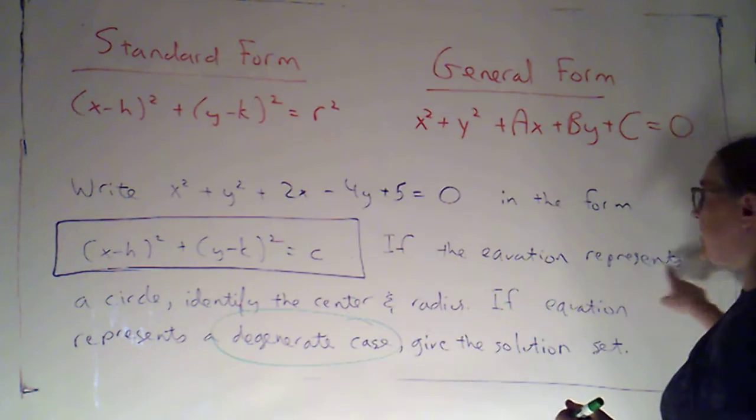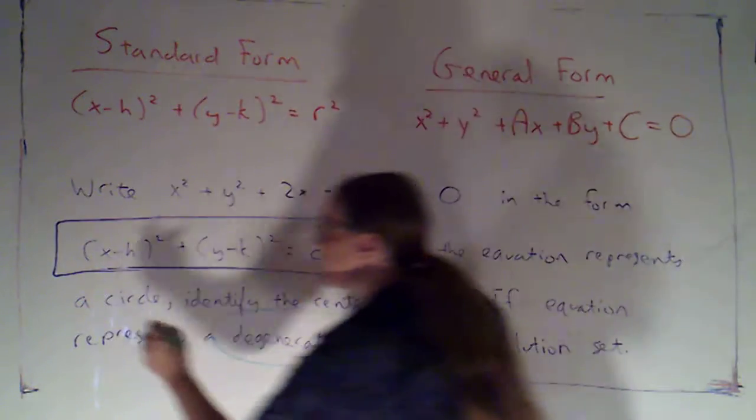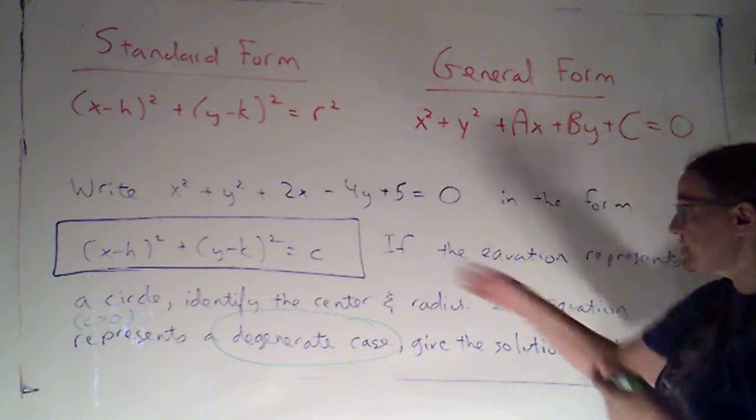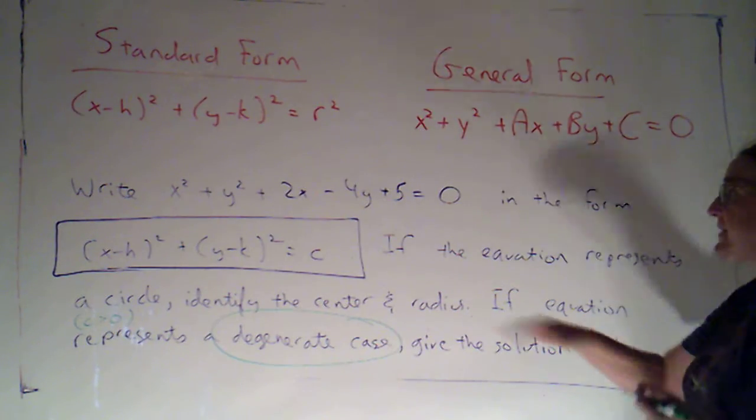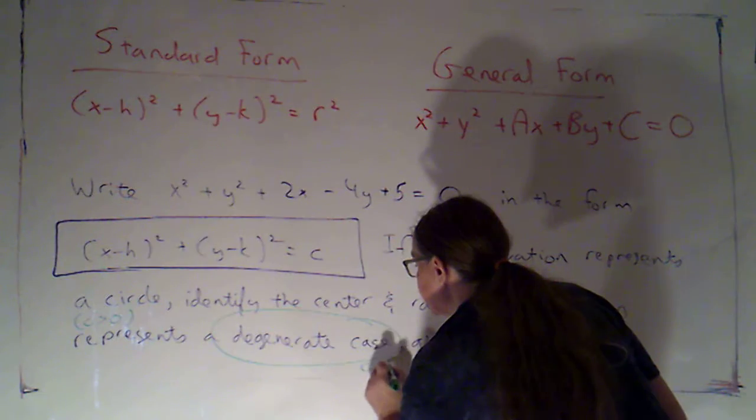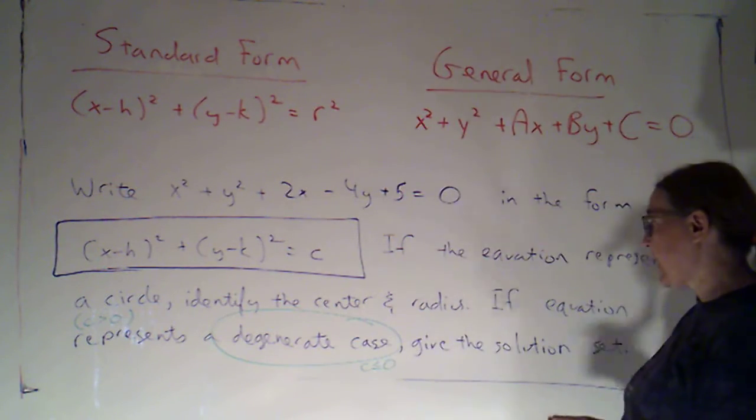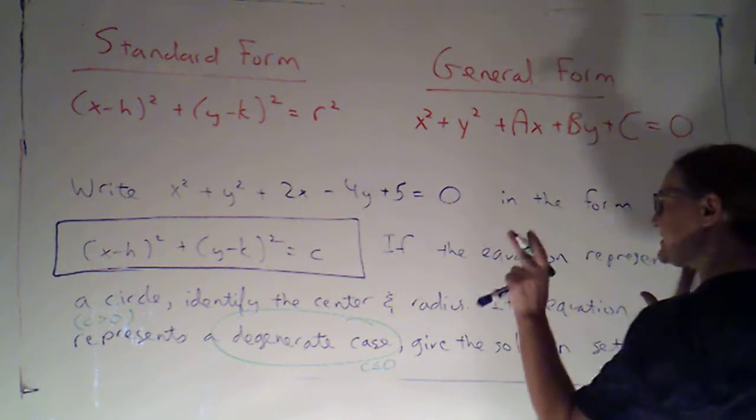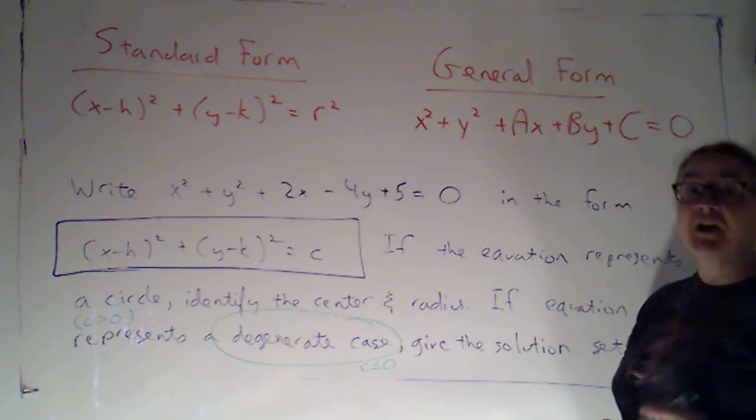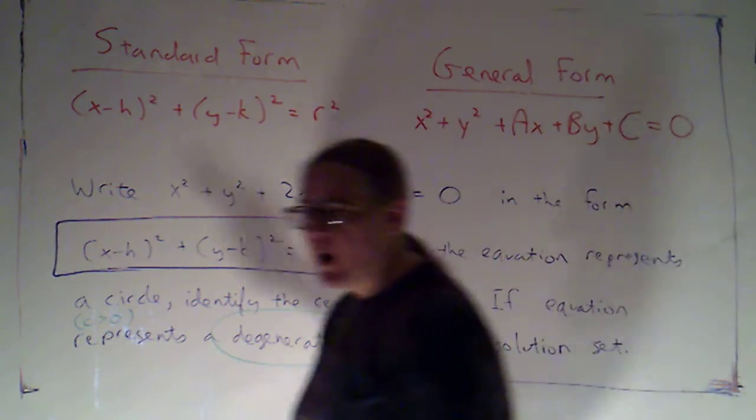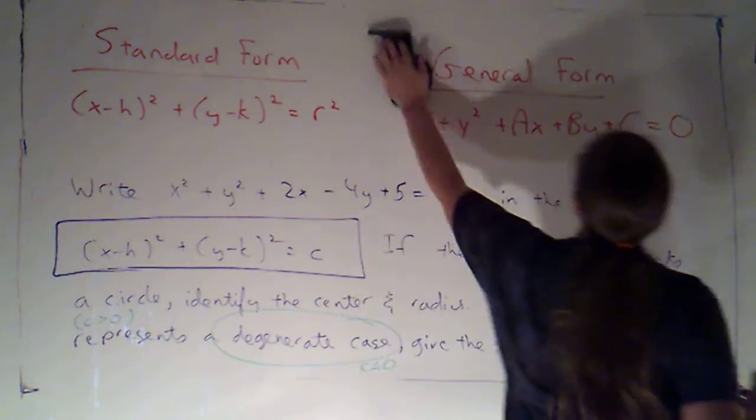So the directions say if the equation represents a circle, that would be if c is a positive number, then we just identify the center and the radius. But if the equation is a degenerate case, that would be if c is less than or equal to 0, then we're supposed to just give the solution set, because then we're not getting a circle. Okay. Let's just take a look at what could happen.